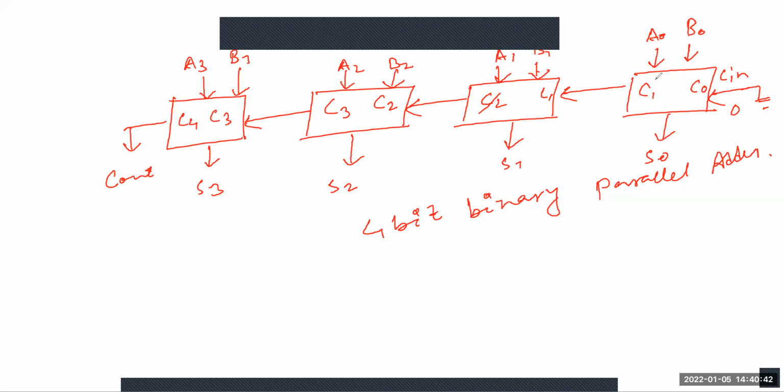So the least significant state, that is the right one, here A0, B0 and C0 are added, resulting in the sum, that is S0, and here the carry is C1. Now this carry C1 becomes the carry input to the second state. Here you can see this is the C1 also.